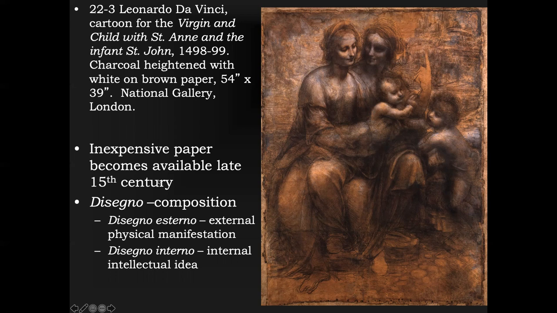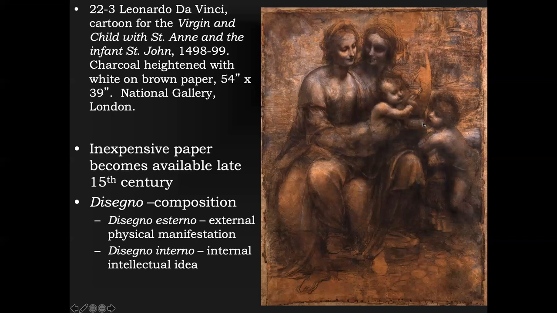So one of the things that Leonardo himself thought was really important was that the composition of a picture should tell a story, and it should also have feeling. We've already seen some people telling a story, and not as much with feeling, but we'll see more of that in a moment. So diseño, which means composition, diseño esterno, which means external physical manifestation, and then diseño interno, internal intellectual idea. So the idea is you arrange your figures in such a way that you can see the ideas or feelings that are within them, or the ideas that you're trying to put out there. So we already have some of the ideas with the way that the hands are arranged that I explained before, and the way the figures are arranged.